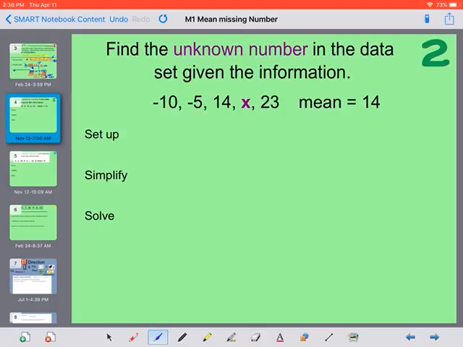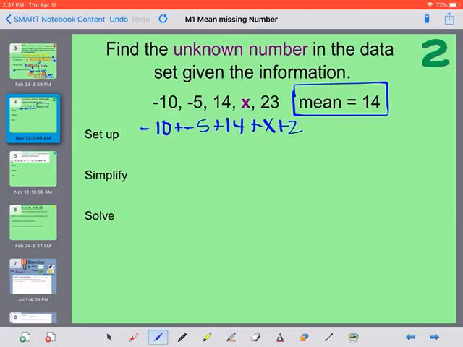Let's take a look at our next question. Same thing, it's just straightforward this time. Find the unknown number in the data set when we're given the information there. So we're finding the mean, because it says right here our mean is going to be 14. So you know, if we add these up, negative 10 plus negative 5 plus 14 plus x plus 23, all divided by how many numbers was that? 1, 2, 3, 4, 5. Divide by 5 should give us a mean or an average of 14.